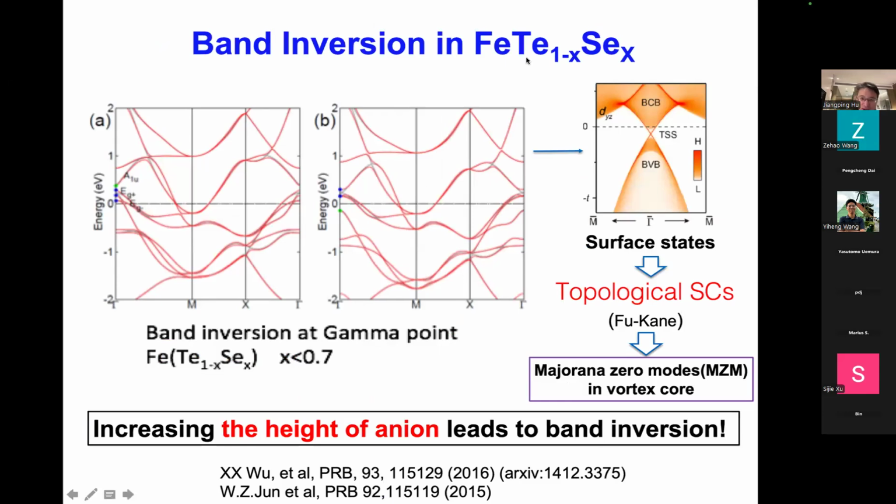For example, if you take iron selenium and use tellurium to replace the selenium, then very importantly this top band, which we call A1U, gets lower and meets the even-parity bands, and they cross each other. Roughly, the transition happens at x less than 0.7, and then it becomes topologically non-trivial.